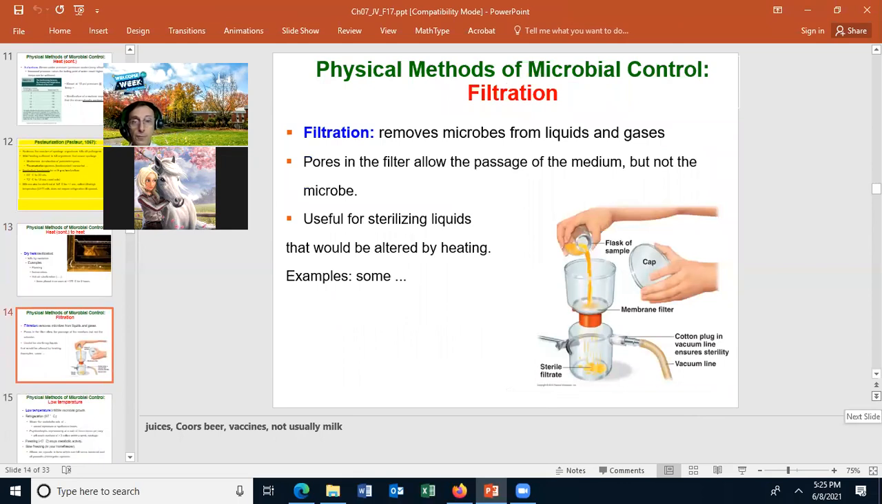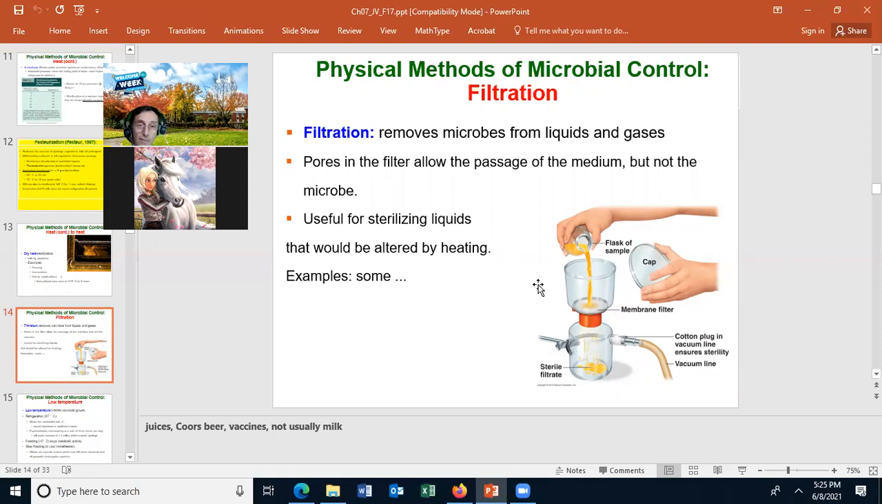Another method for controlling microbial growth is filtration. You do this with liquids or gases. You filter the liquid or the gas through a filter. The pores in the filter allow the passage of the liquid or the gas, but not the microbes. And then the stuff below the filter is sterile.